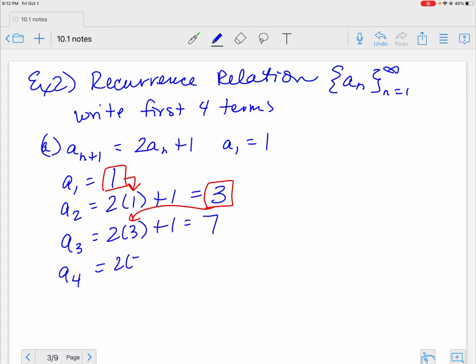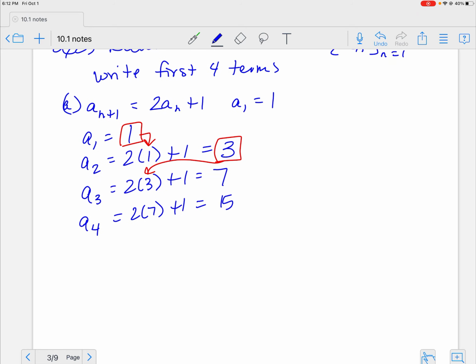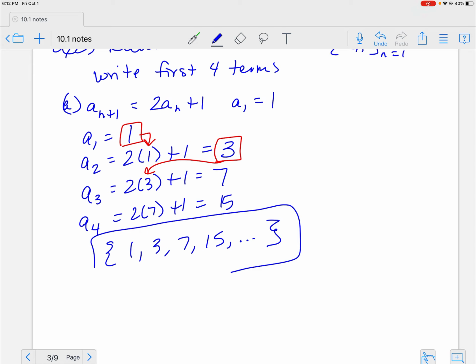So my fourth term will be 2 times 7 plus 1, giving me 15. Do you see how all that is? So then my first 4 terms here are going to be 1, 3, 7, 15. And we know it's infinite, so we put those 3 dots at the end to show it continues. All right. Okay, let's do another one.